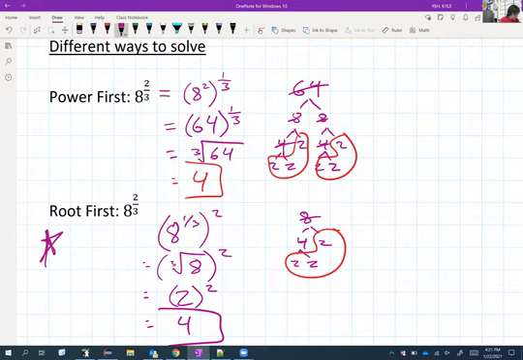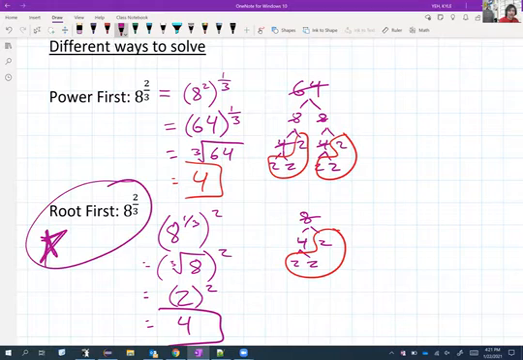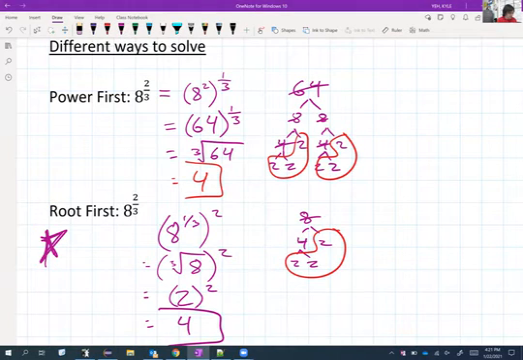I typically, not all the time, but the majority of the time, I would do the root first. And here's why. Because 8 to the 1/3 makes it a smaller number. That makes it 2, and then it's just 2 squared. Versus 8 squared first up top, then we had to break down 64, slightly bigger. Wasn't a huge deal in this case. But I think root first oftentimes helps us find the smaller numbers, and then we square, then we cube. So it makes our problem a little bit easier.